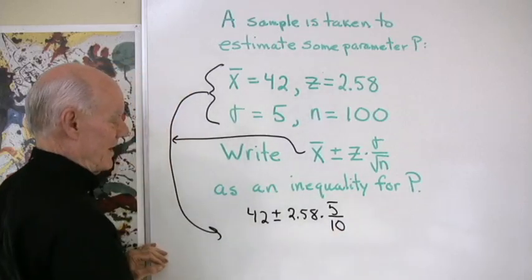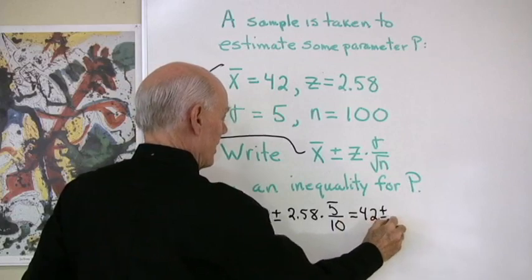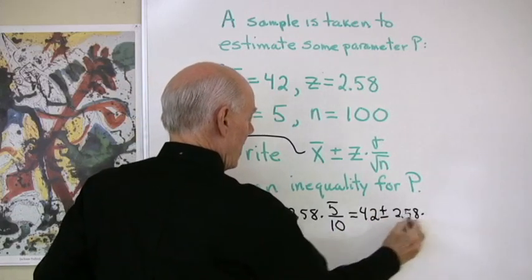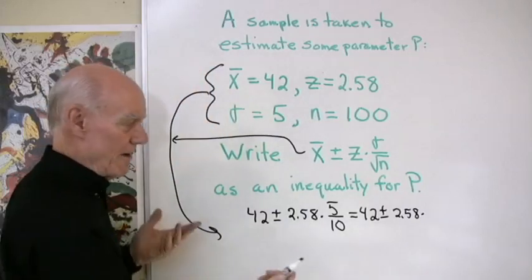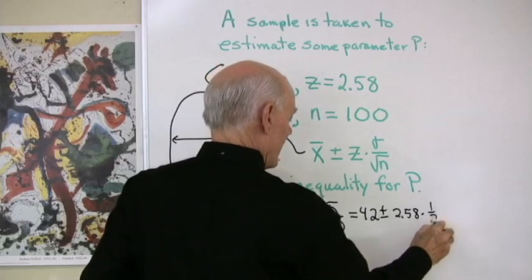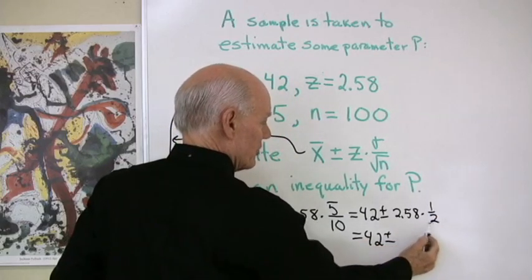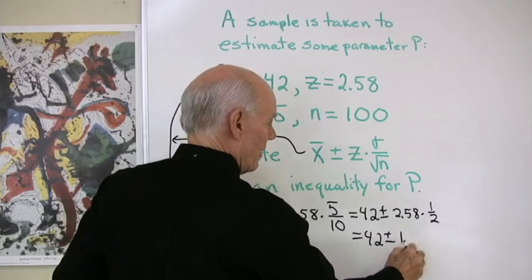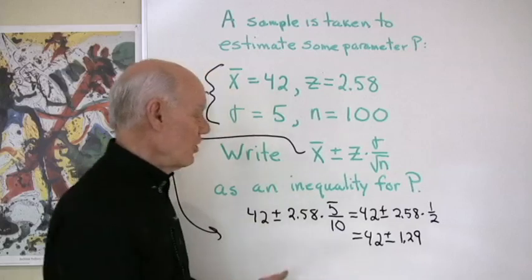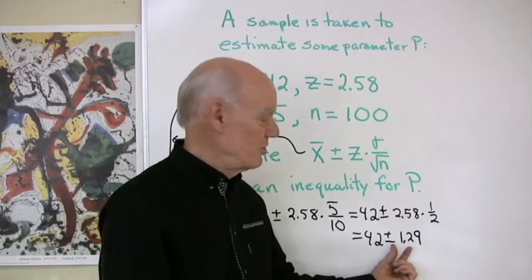So this becomes now 42 plus or minus 2.58 times 5 over 10, that's 1/2 or 0.5, either way you want to look at it. And so that's going to come out to be 42 plus or minus, I'll just divide this by 2, 1.29. So I simplify this expression, I get 42 plus or minus 1.29.